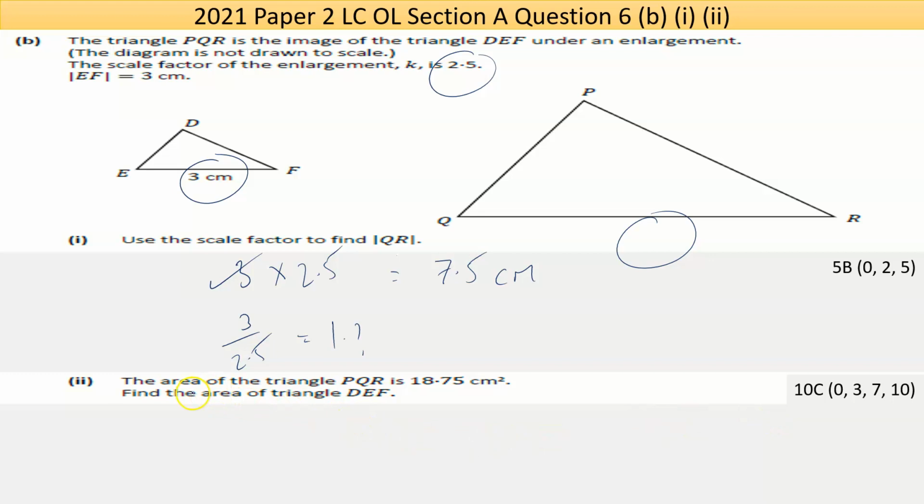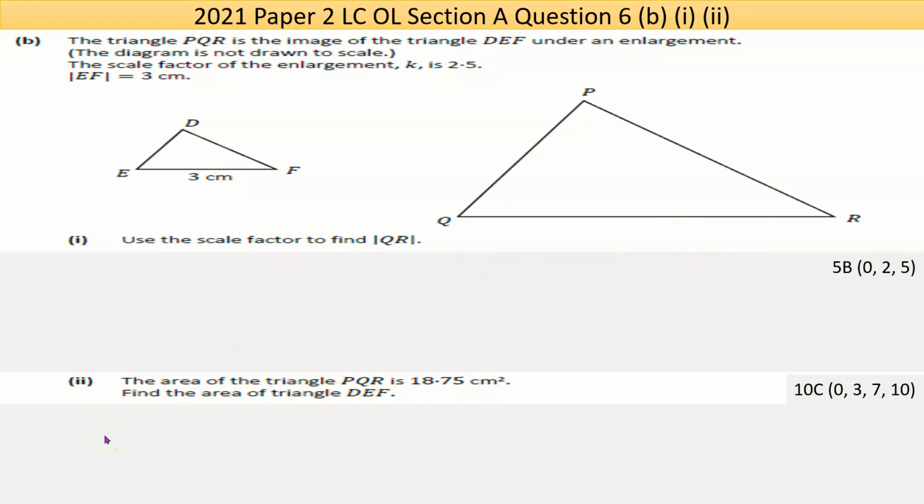Now, in the second part here, the area of the triangle PQR is 18.75 centimeters squared. So that's this triangle here. They're talking about the area of that. It says find the area of the triangle DEF. Now, there is a formula for this that we could use. That's one you kind of have to memorize because it's not given in the maths tables.